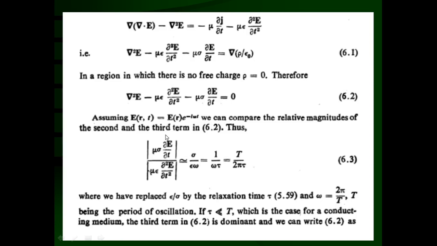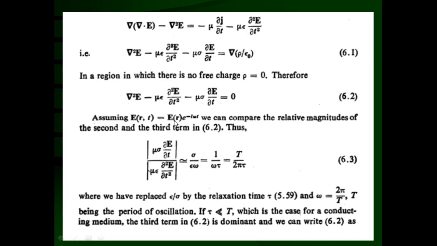That means we take the ratio of the modulus of μσ ∂E/∂t to the modulus of μϵ ∂²E/∂t². So we have to find the value of ∂E/∂t and the value of ∂²E/∂t². We have to differentiate this electric field, E(r,t) = E(r) e^(−iωt), with respect to time, first derivative and second derivative.